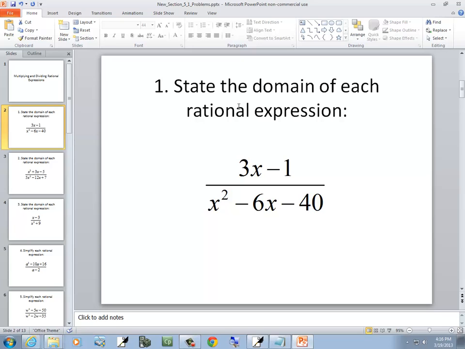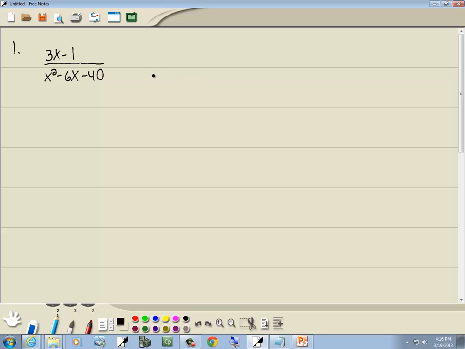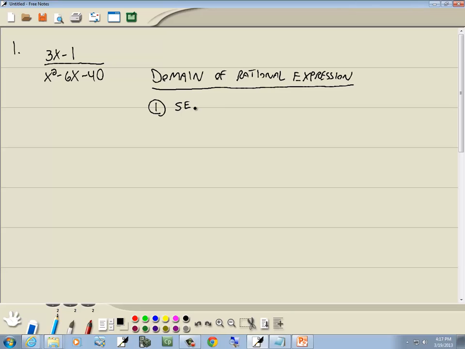First problem says state the domain of each rational expression. So the domain of a rational expression. We've talked about this before when we dealt with just fractions in general. But here we're going to have more than just x to the first power down in the denominator. But our first step is to set the denominator equal to 0.